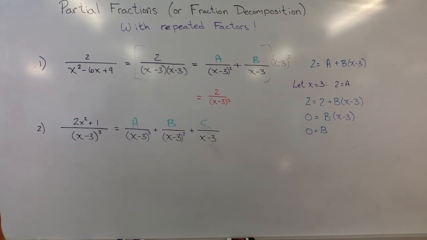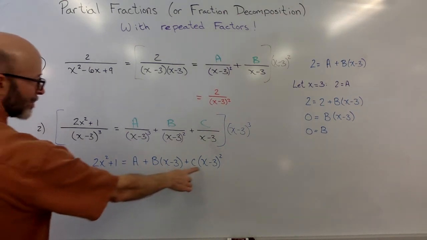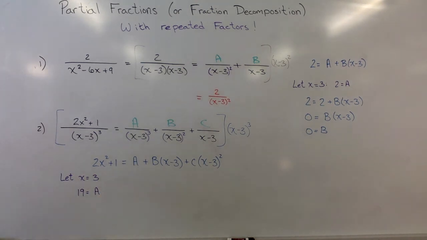Okay, here's the second example. Multiply through by that common denominator. Should look like that. Now next, let's pick out some x values that might help. And it starts off really easy. If I let x equal 3, I get 2 times 3 squared plus 1 equals A plus 0 plus 0. I guess that means I know what A is. But now it gets harder.